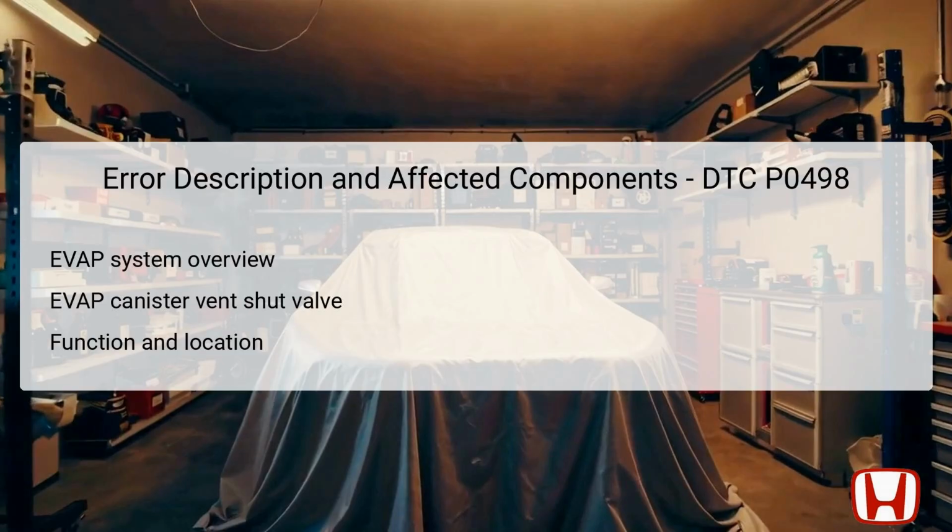The EVAP system is designed to capture vapors emitted from the fuel system and direct them to the engine for combustion. The primary offending component related to DTC P0498 is the EVAP canister vent shut valve, which is typically located near the rear of the vehicle, close to the fuel tank. This valve is normally closed when the engine is running to prevent the escape of fuel vapors.